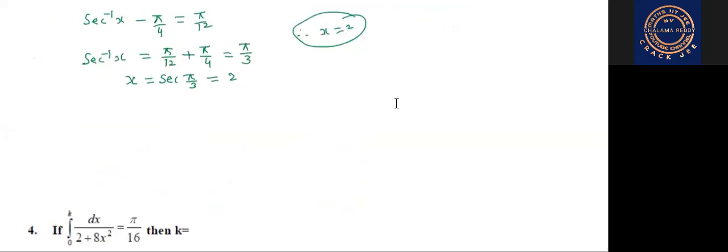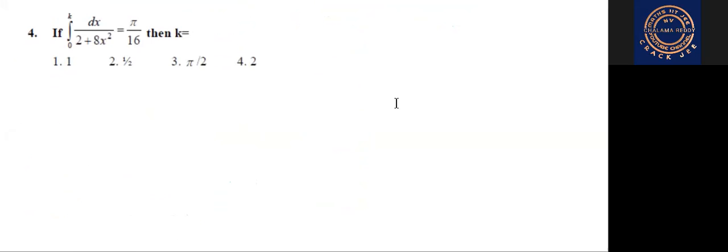Okay, now I am going to the fourth question. Students, observe how to do the fourth question. In the denominator, take 8 common, you will get 1 by 8, integration 0 to k dx divided by 2 by 8, that is 1 by 4. 1 by 4 means we can write (1 by 2) whole square into x square. That value is already given, pi by 16. Here we need to find the k value.